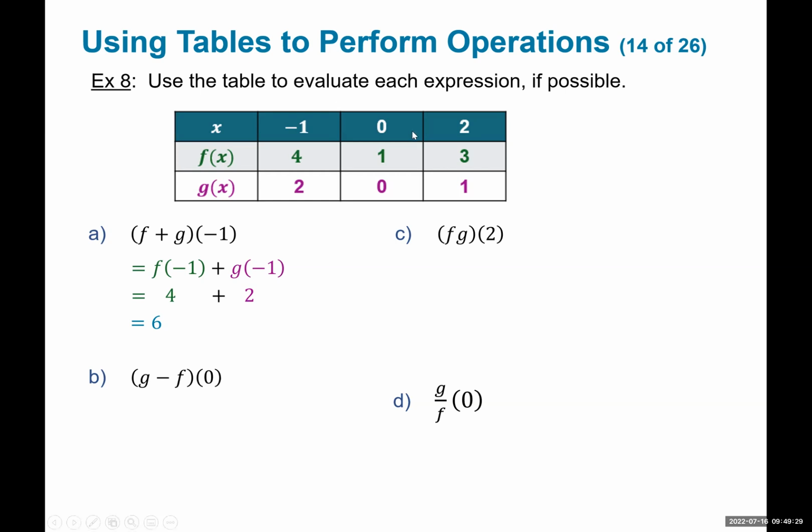When x is 2, f is 3 and g is 1. f times g of 2 makes 3 times 1. Oh, my bad. I started doing C. Let's do B. g minus f of 0. So we have g of x minus f of x. And we're looking at the 0 on the table when x is 0. So g of 0 is 0. f of 0 is 1. 0 minus 1 is -1.